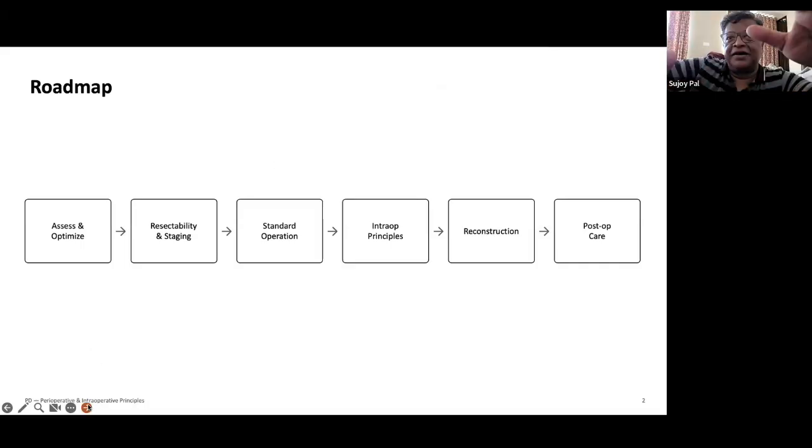The only thing is that you have to decide the resectability before you go on to preoperative optimization. The decision to resect has to be taken before, right? The diagnosis is first, right? Yes, sir.